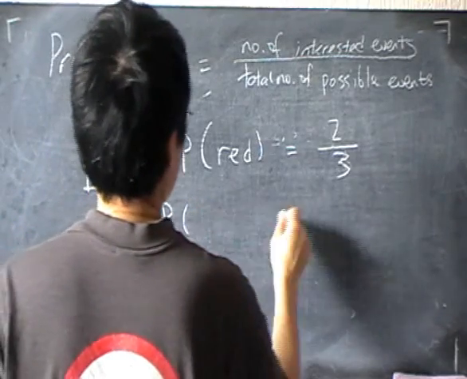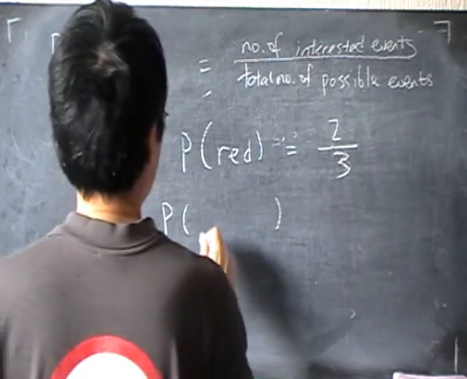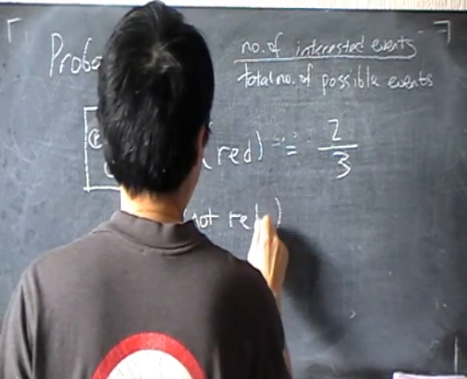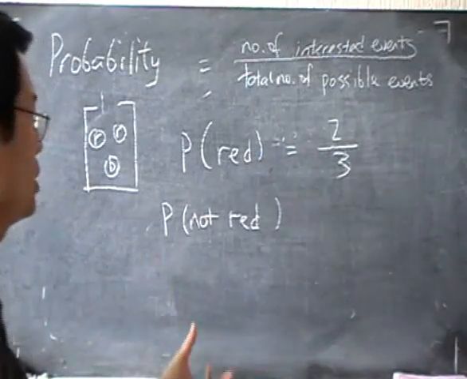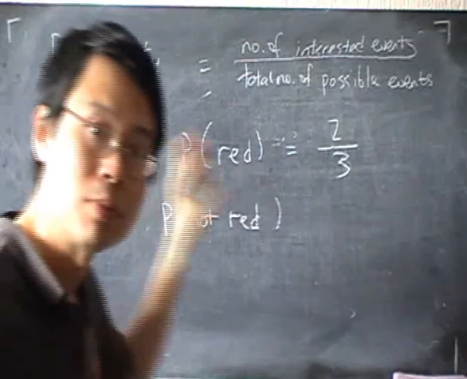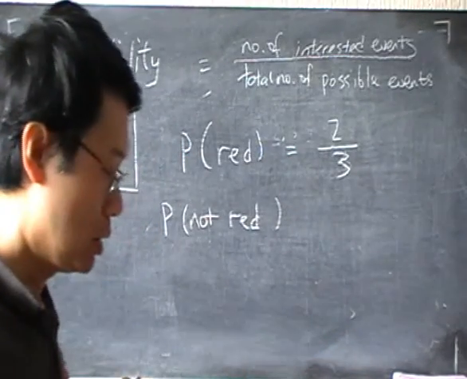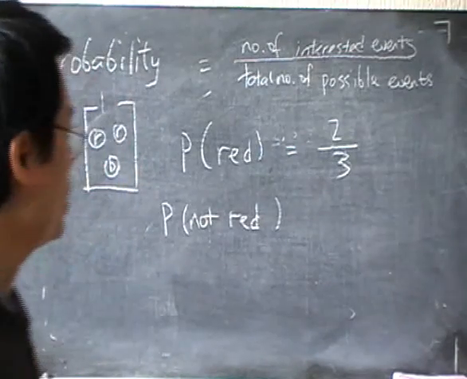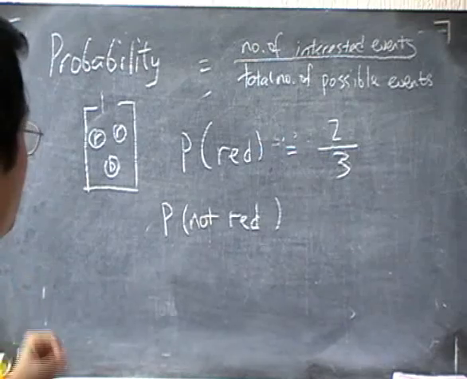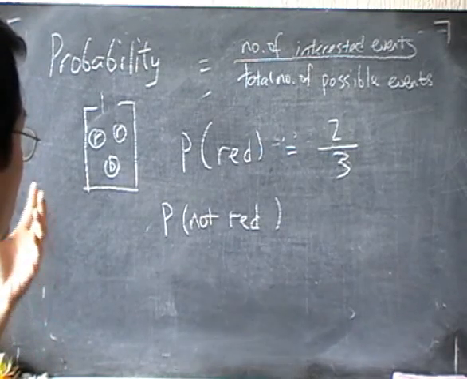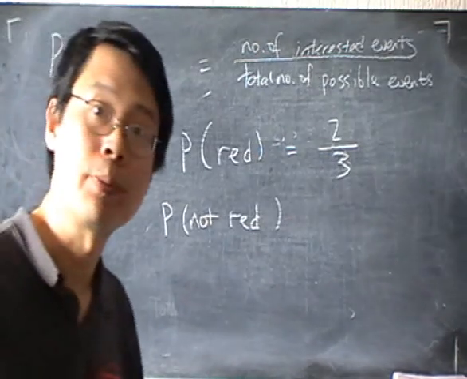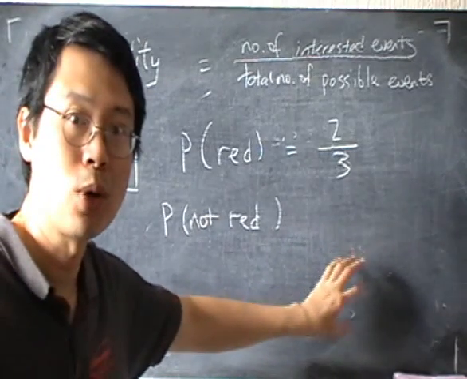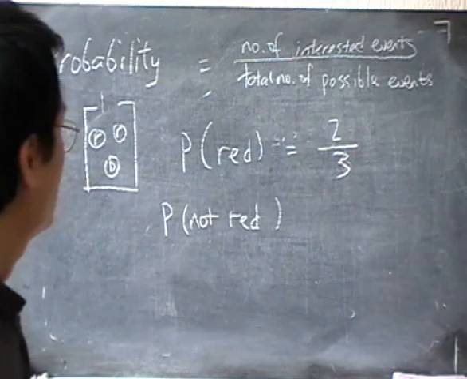Let us now find the probability that it is not red. That means that when we pick a ball blindly, we get a ball that is not red. Now obviously, in this very simple example, you know that if it's not red, it is blue. And there's only 1 blue ball, and therefore the answer should be 1/3.